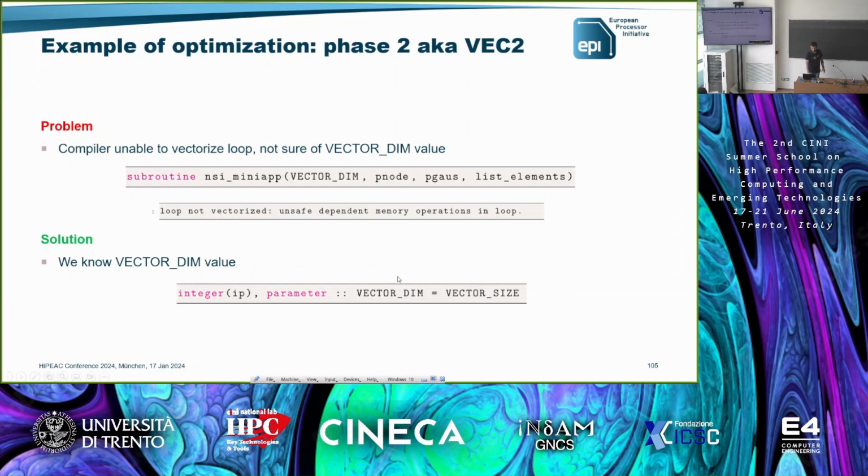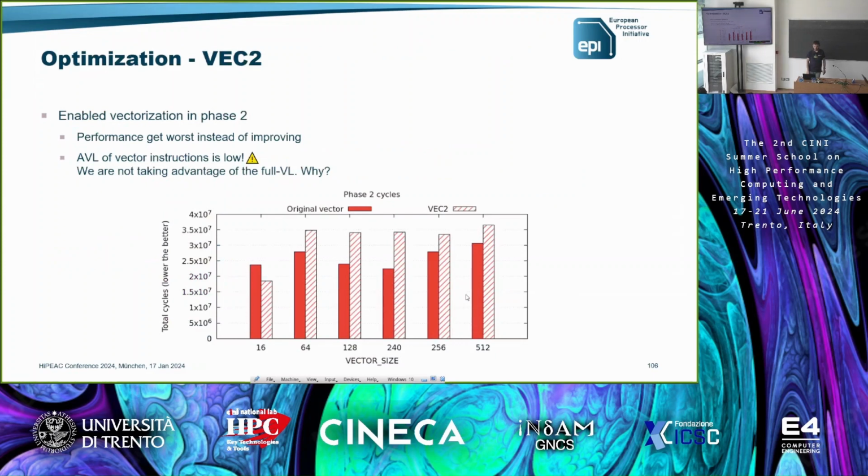So we fix that vector D in vector with the value of vector size that is mathematically speaking correct, and we have better vectorization. But sorry, we have auto vectorization, but we have worse performance. You see, the original one is the red bar, and the new one with this constant change is going slower. That's counterintuitive, right?